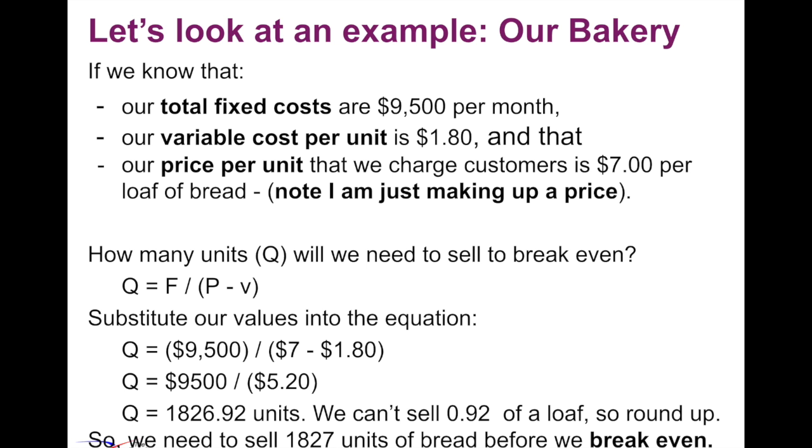A normal bakery could probably sell that much. But if a baker thinks that they cannot sell that much, then they either need to lower their fixed costs to a smaller amount, or they need to raise their price to make this fraction smaller. So they might decide to raise their price up to $8 or $9. I mean, $9 for a loaf of bread is pretty darn expensive. So they might try to find ways to make this smaller.